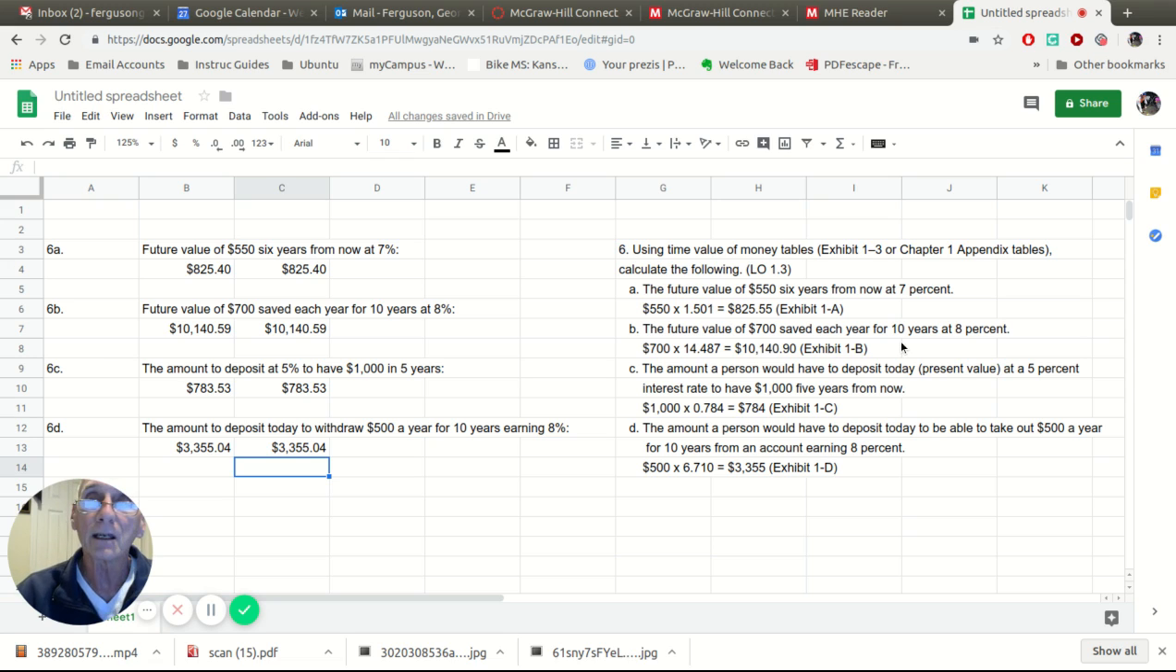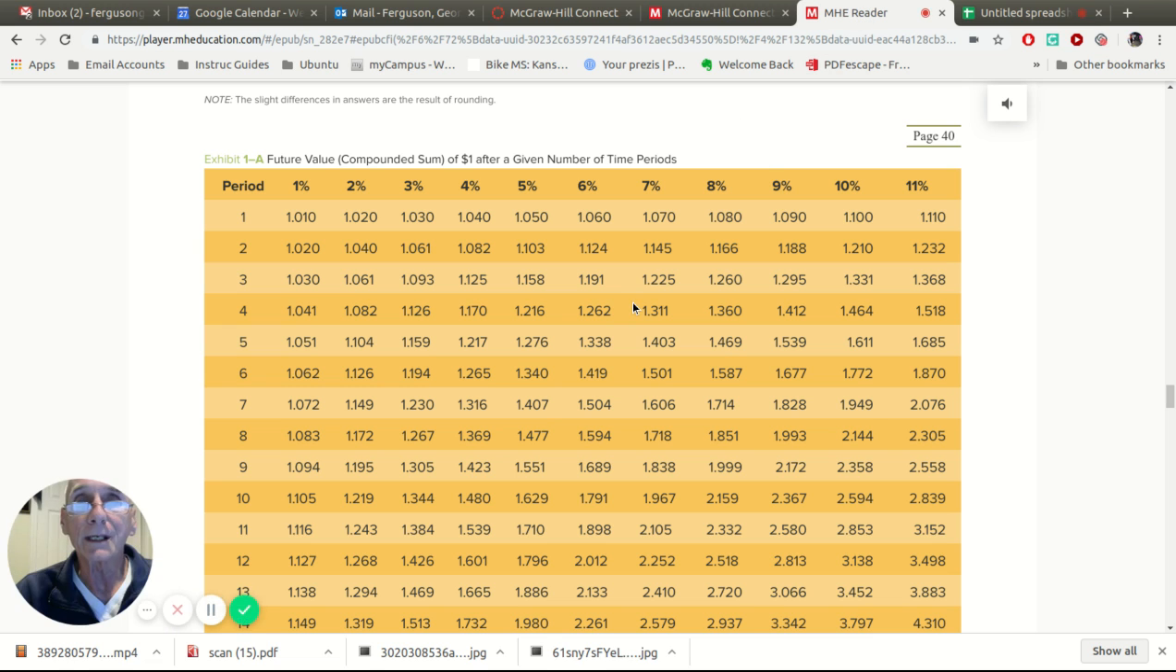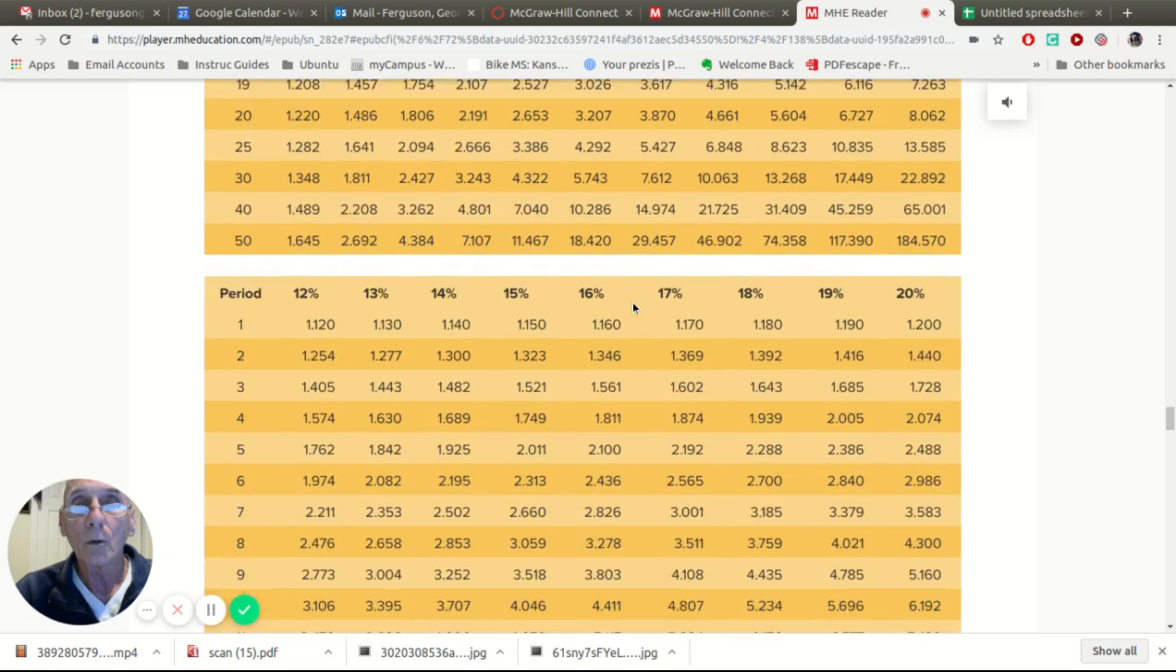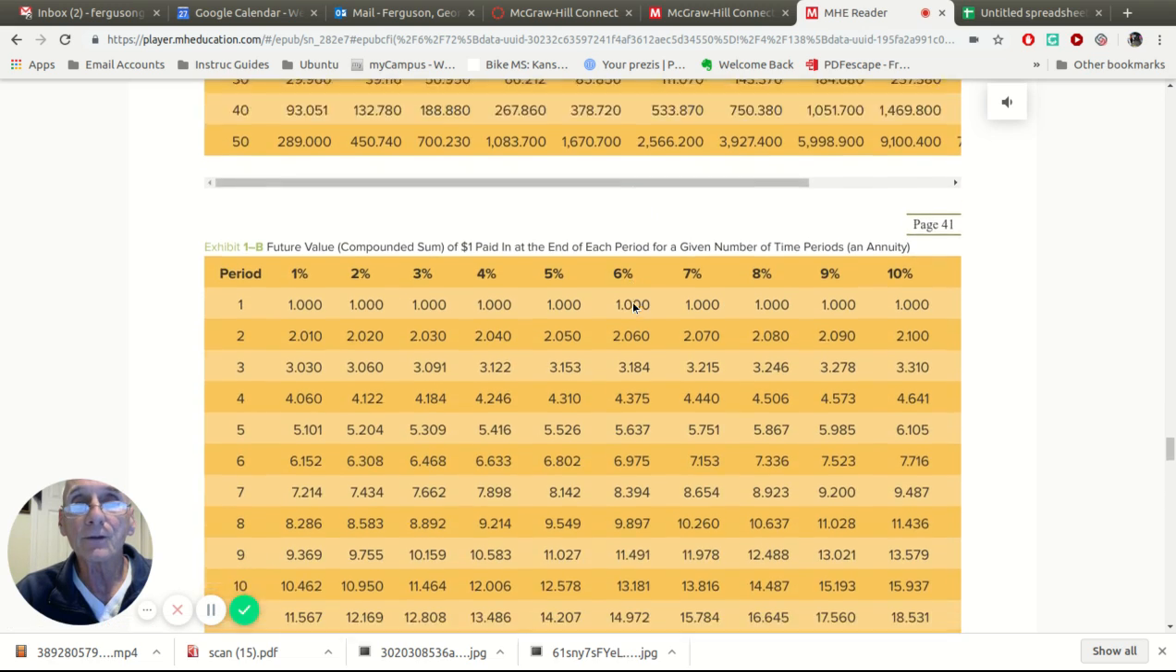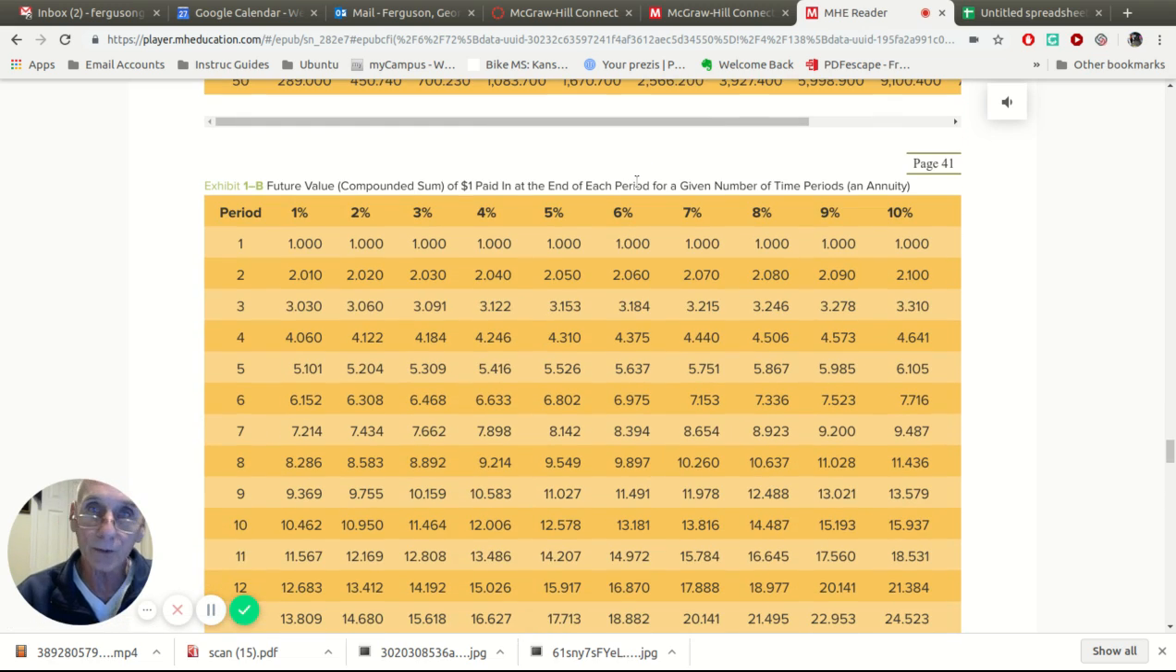So the second one, the future value of $700 saved each year for 10 years. In other words, if you take $700 and put that aside every year for 10 years and you're getting 8% on your money, how much are you going to have? So you go to the tables, and we're going to look at table 1B. 1B is the future value of an annuity.